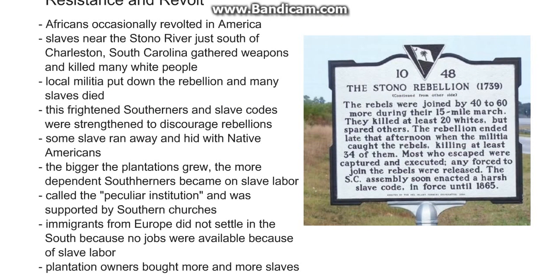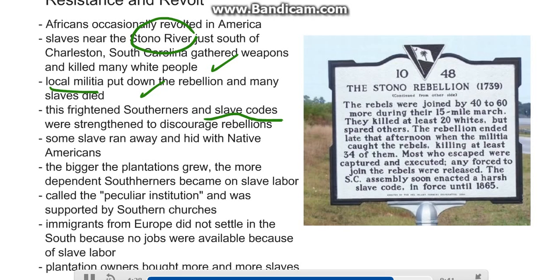Resistance and revolt. Africans occasionally revolted in America. Slaves near the Stono River, just south of Charleston, South Carolina, gathered weapons and killed many white people. The local militia put down the rebellion, and many slaves died. This frightened Southerners, and slave codes were strengthened to discourage rebellions. Some slaves ran away and hid with Native Americans. The bigger the plantations grew, the more dependent Southerners became on slave labor.